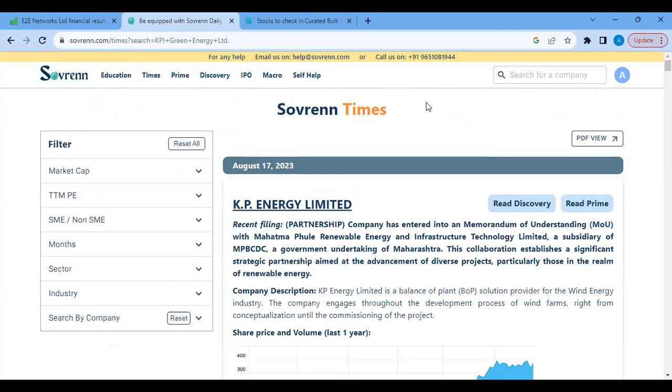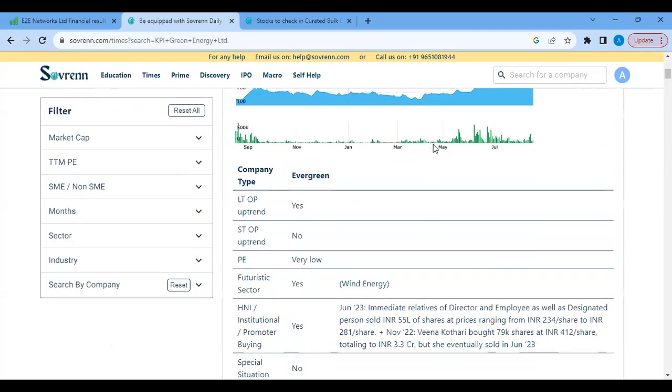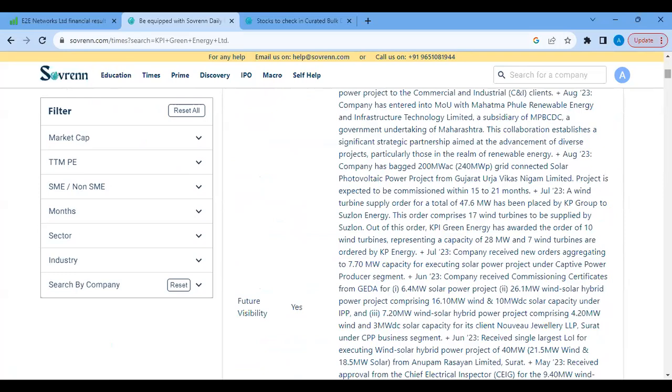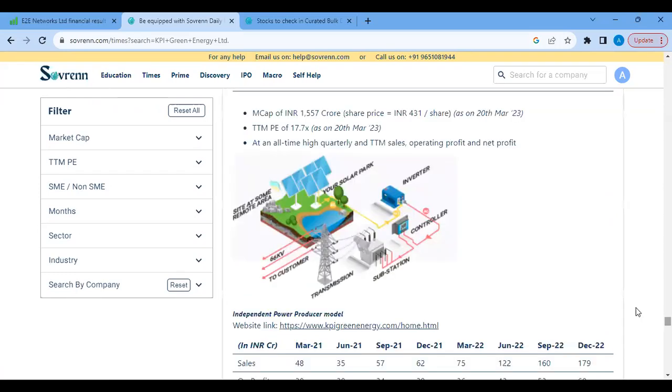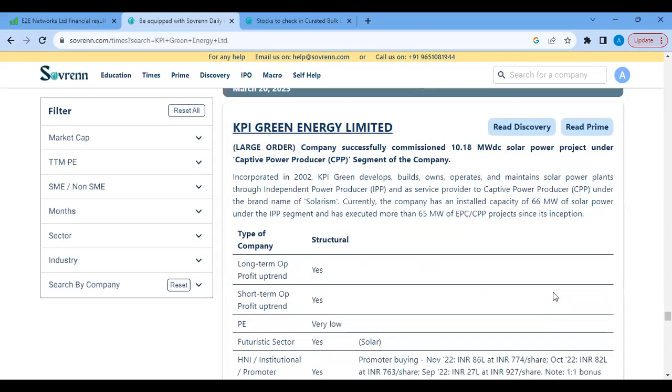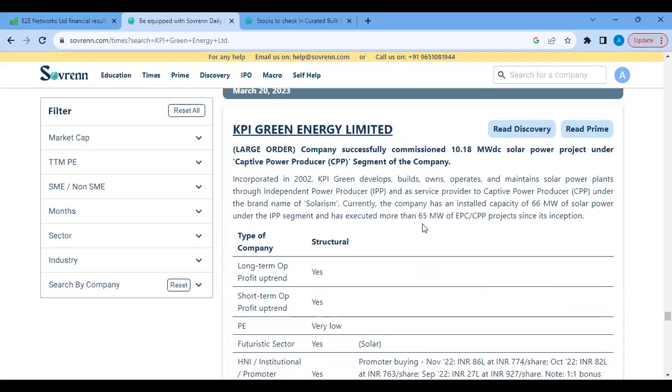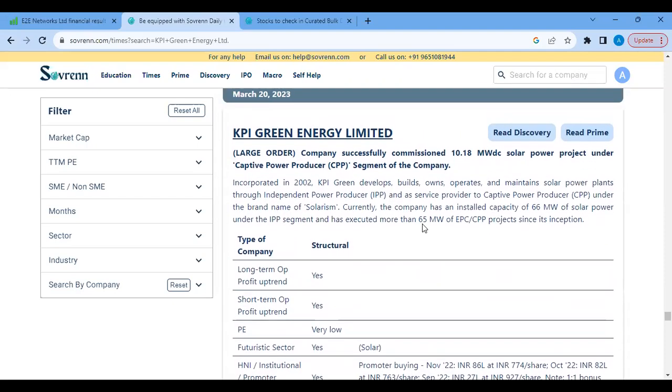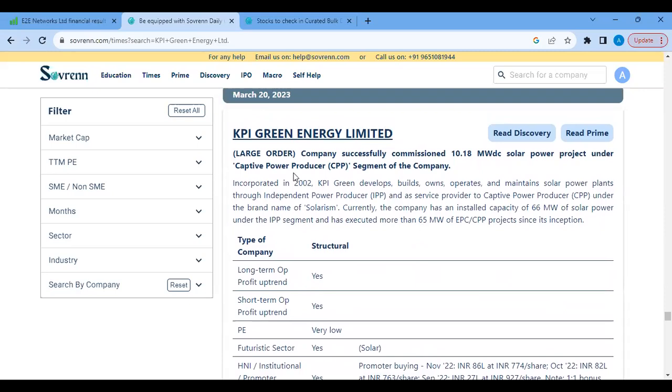KPI Green Energy. Let us go back. Is there anyone who has played with historical sovereign times?